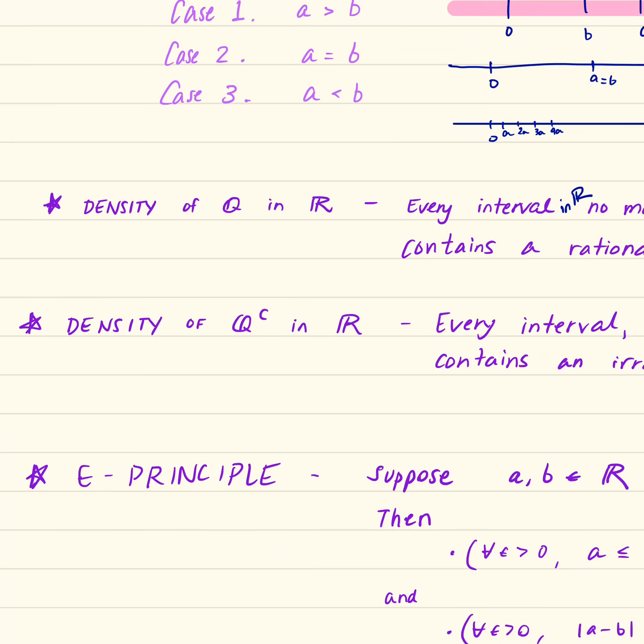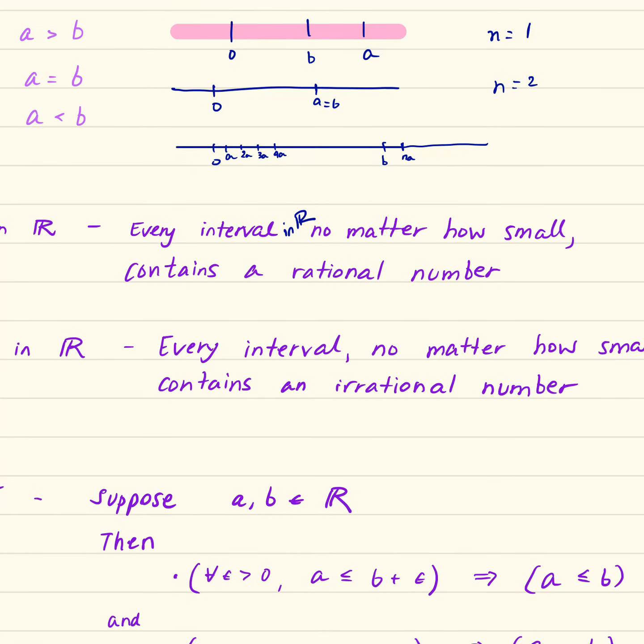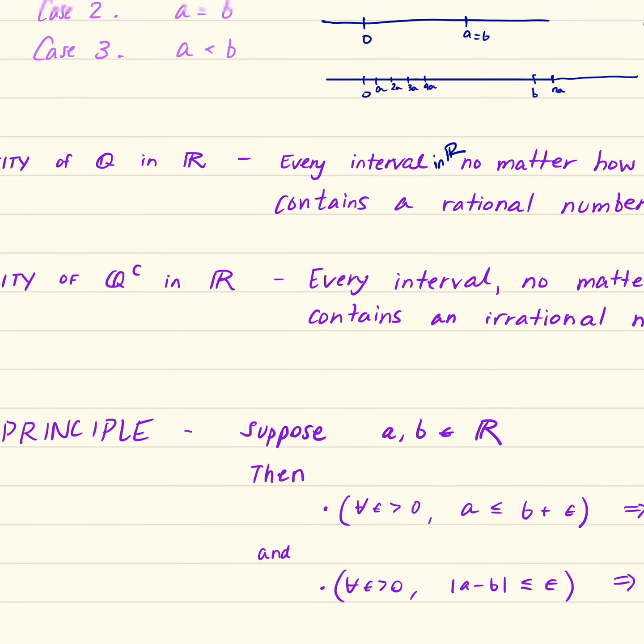We also have that the irrationals are dense in R. So between any two real numbers, regardless of how small they are, there's an irrational number as well. So every interval, no matter how small, contains an irrational number.